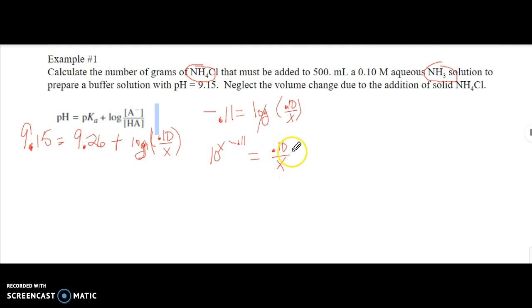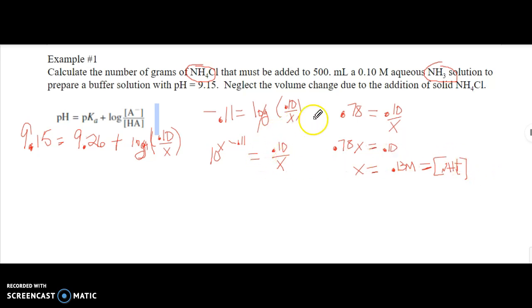So when I get 10 to the negative 0.11, that gives me 0.78 equals 0.1 over x. And I don't know why, but this is the hardest variable to solve for when it's on the bottom. Some people just have trouble getting this one correct. They solve for 1 over x instead of x. So if you solve for this, you get 0.13 molar. So that has to be your concentration of the NH4, which is the conjugate acid of this.